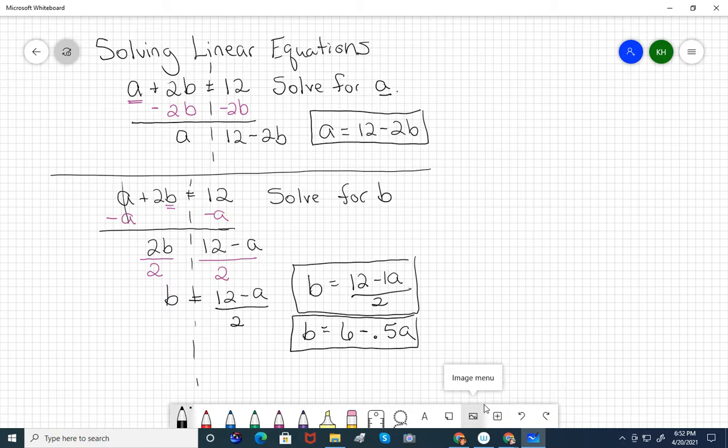These are called literal equations because we don't actually get a number. We're just solving for an expression.